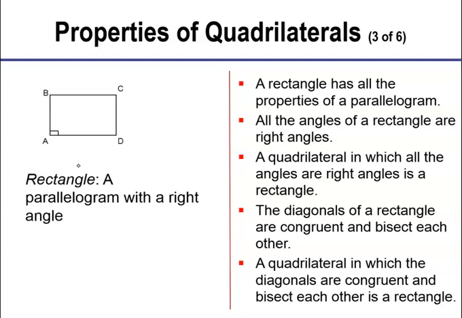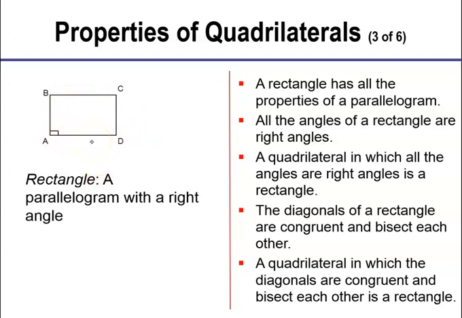You remember listing them in your head? Parallel sides across from each other. The length of BC is the same as AD, so they're congruent. BA is congruent to CD. The diagonals bisect each other. And now we're going to add that all the angles of a rectangle are right angles. All four of them, not just A over here, but all four of those.